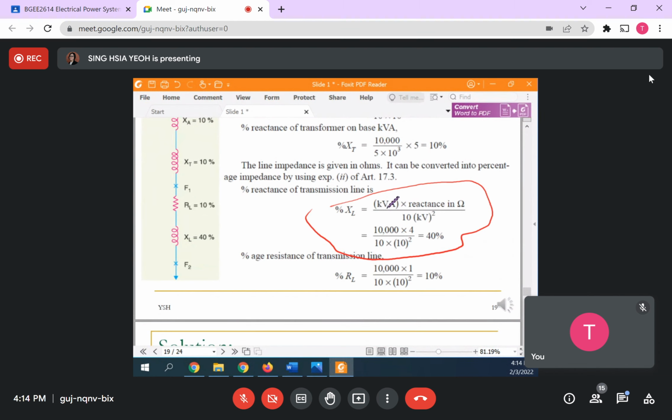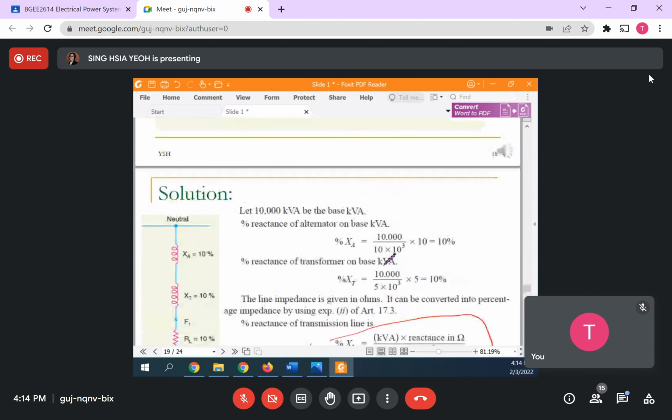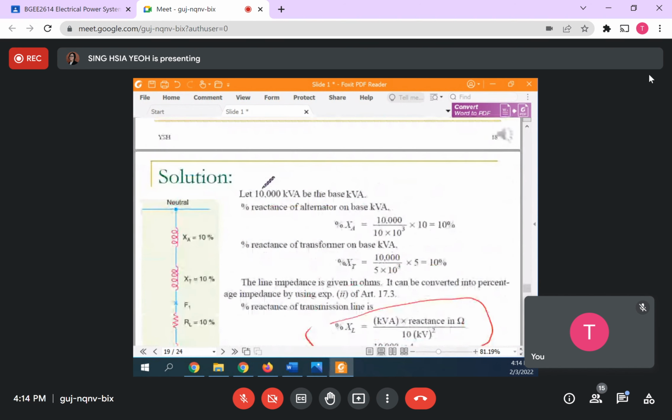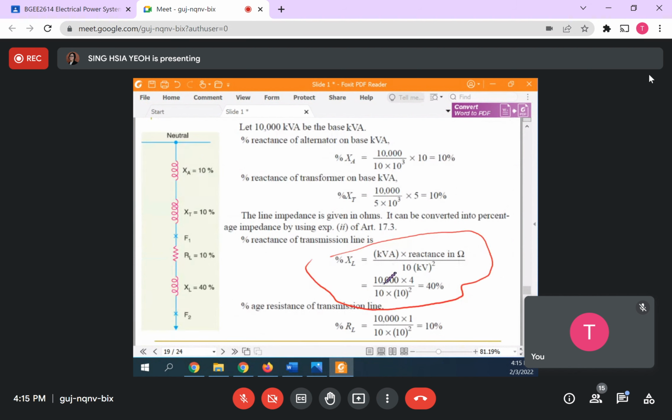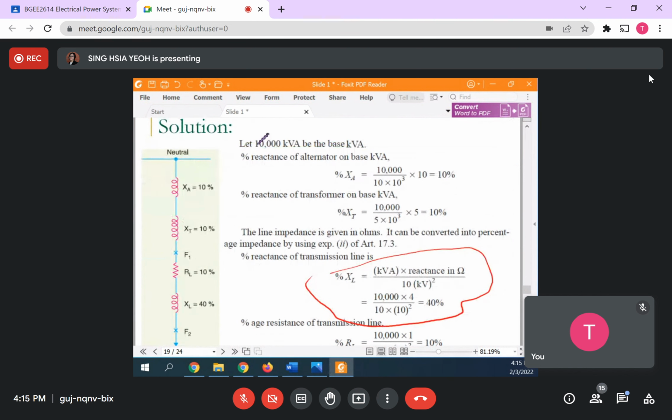The S value is in kVA, so you substitute 10,000 kVA in directly. You don't need to substitute 10,000 times 10 to the power of 3. If it is given in MVA, then you need to change it to kVA first, and only then can you substitute the value here.